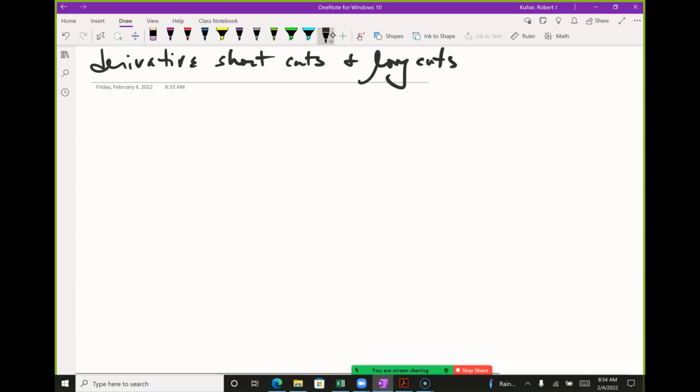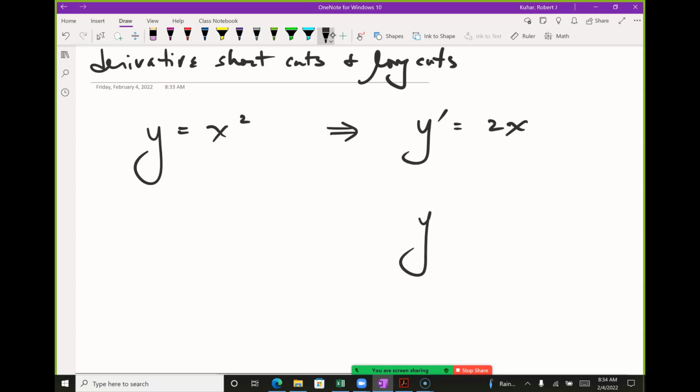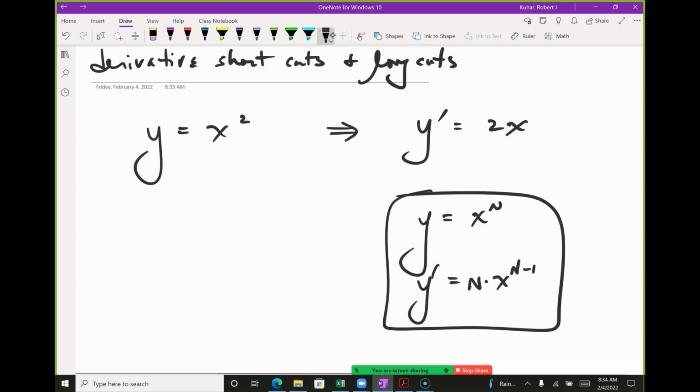So for example, if y equals x squared, we're going to show that y prime equals 2x. Who knew that already? Who knew the derivative of x squared is 2x? Nice. So the shortcut that you should have memorized here is that if y equals x to the n, y prime equals n times x to the n minus 1. Right? So this is my shortcut that I want to memorize or put on my formula sheet or both.